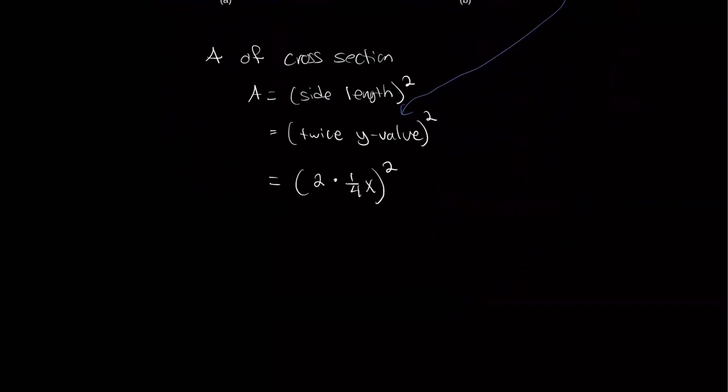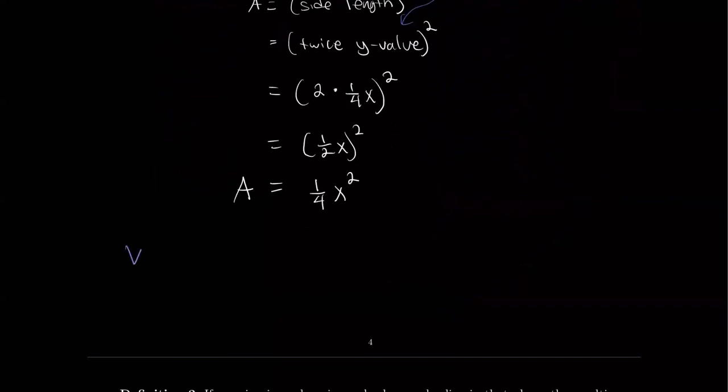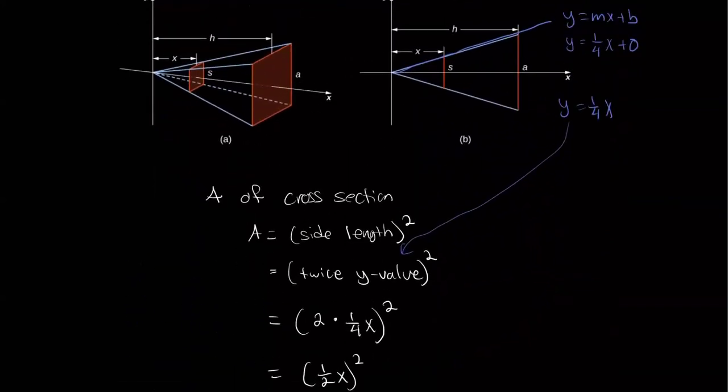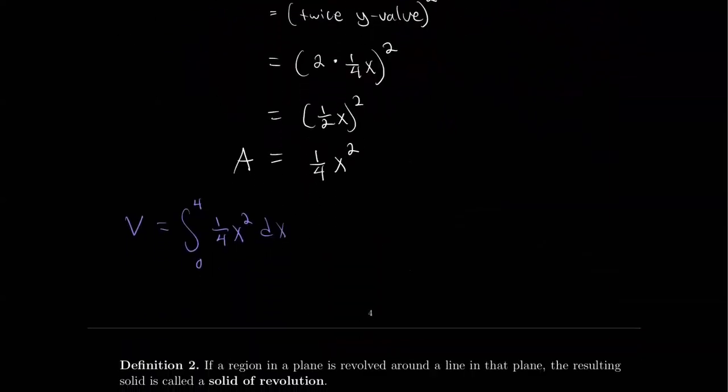Okay, and then I can simplify that. 2 times 1/4, of course, is just 1/2. And then 1/2 squared is 1/4, and x squared is x squared. So there's my area. Then last but not least, you do the calculus. The volume is going to be the integral of that area function. You go back and look at your picture, and you should see that the bounds in this case would be from 0 to 4. Going back to look at my picture, it went from 0 to the x value of 4 because h was 4 in my example. And then I'm going to go through and calculate that.